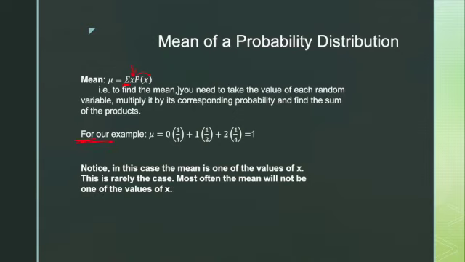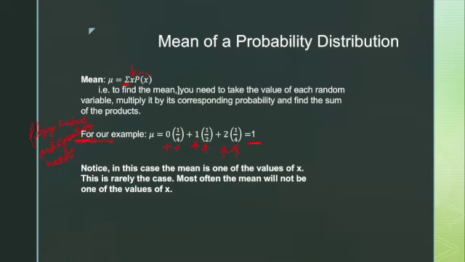So in this example right here, this is when we were flipping 2 coins and counting heads from our previous video. The probability of getting 0 heads was 1/4, the probability of getting 1 head was 1/2, and the probability of getting 2 heads was 1/4. That means our mean is 1.